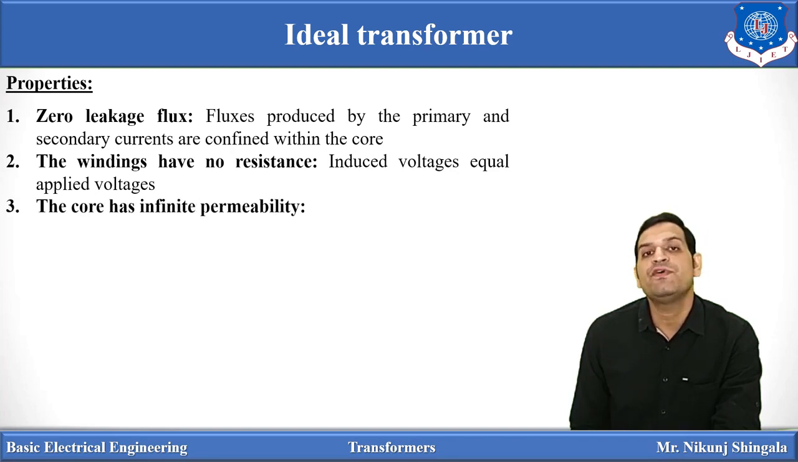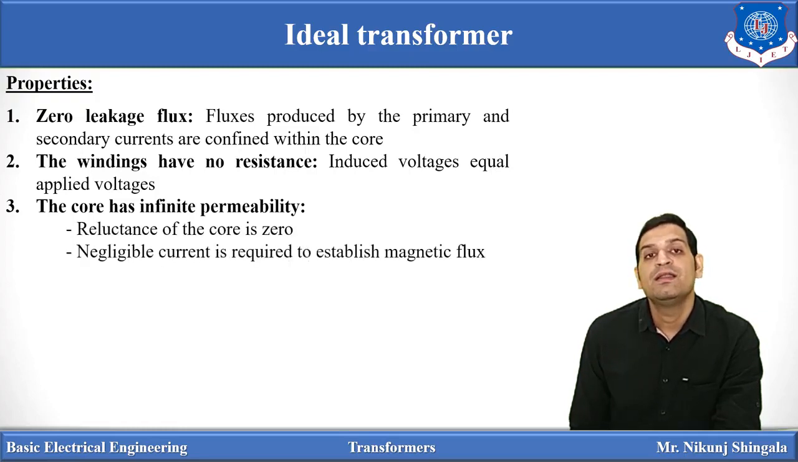The core has infinite permeability. Now permeability means what? We have already discussed permeability in the previous lecture. Permeability is how easily flux can be set up. So the reluctance of the core is zero and negligible current is required to establish the magnetic flux. This is the third assumption.